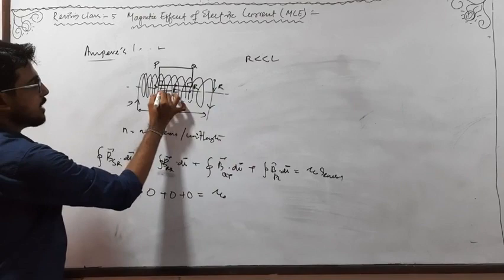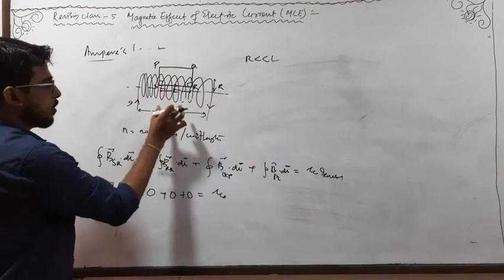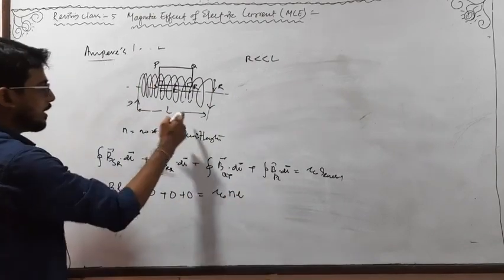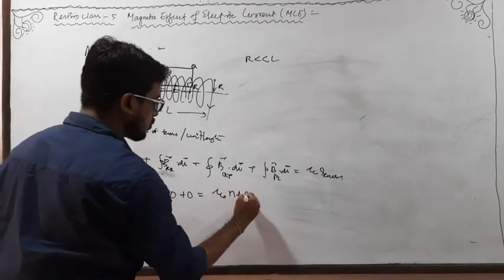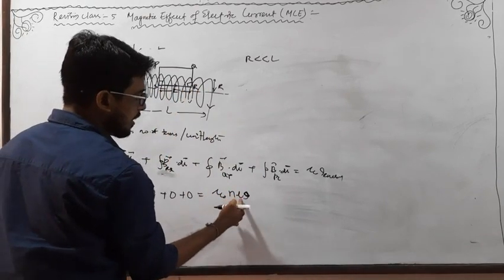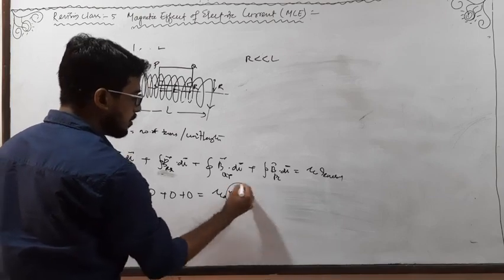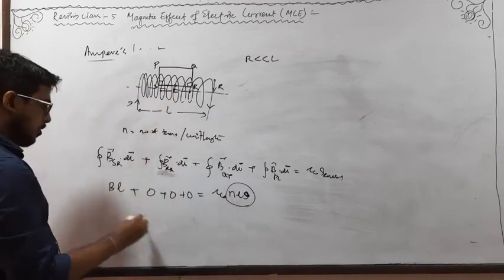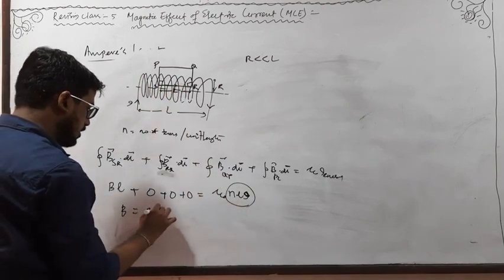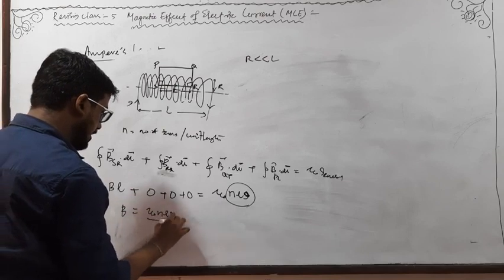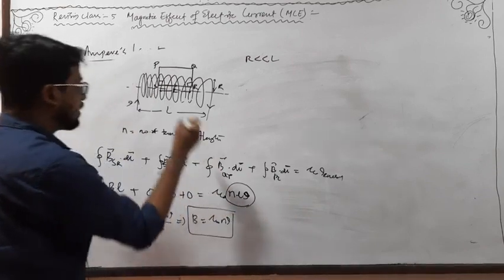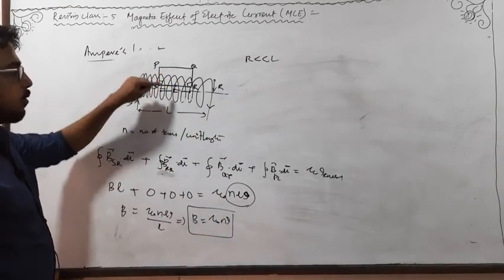What is I enclosed? The length is L, number of turns per unit length will be small n, so total number of turns will be n into L, and current carried by each turn will be I, so total current enclosed by this Amperian loop will be nLI. So nLI will be the total current enclosed by this Amperian loop. So from this we will get B inside it: mu naught nLI divided by L, which gives us B equal to mu naught nI. So this is the magnetic field strength due to a solenoid within it.